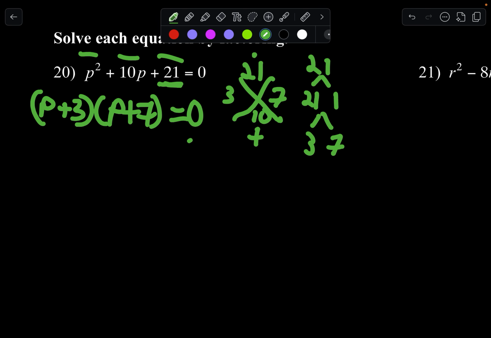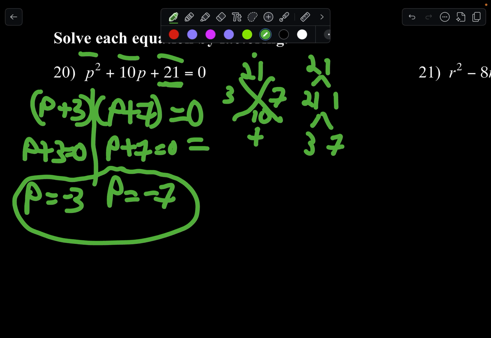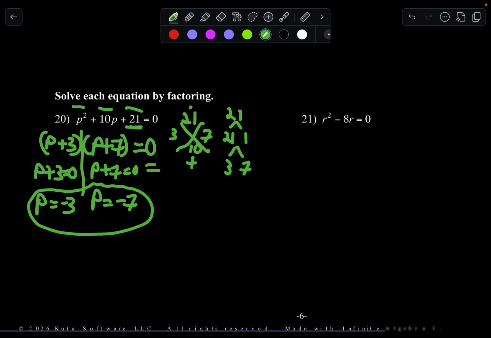Notice this is equal to 0, which means either p plus 3 is 0 or p plus 7 is equal to 0. So one solution is p equals -3. The other solution is p equals -7. And that's your answer. You just solved it by factoring. All right, it's not that hard.